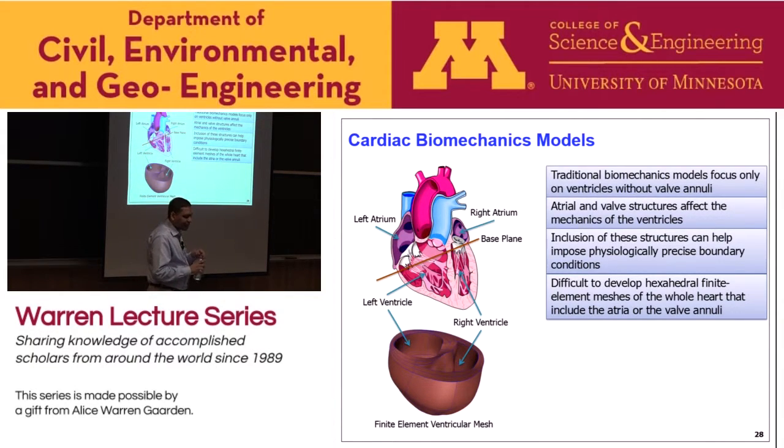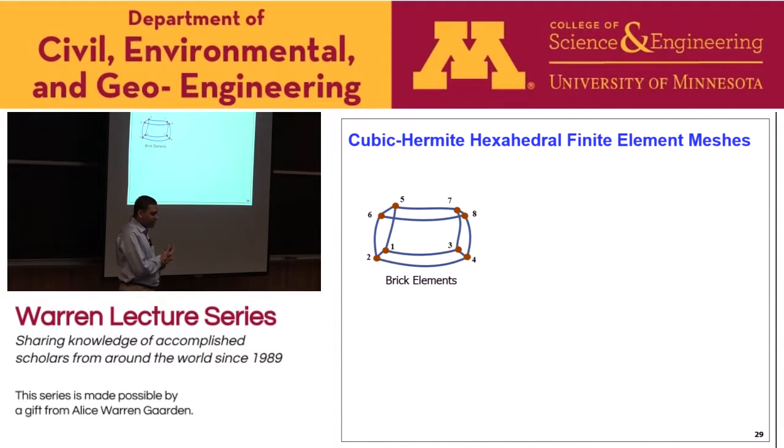And the problem with that is that if you want to create these complicated meshes with these hexahedral finite elements, it's not very easy. A brief background on what hexahedral finite element meshes are. These are what are called brick elements. You have 8 nodes per element, and on top of that, these are all cubic Hermite.